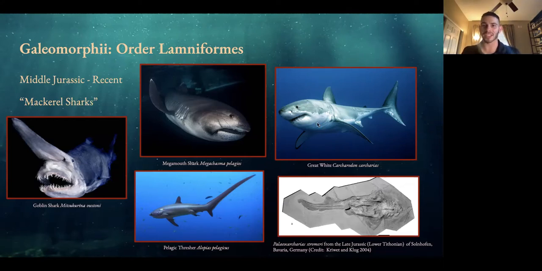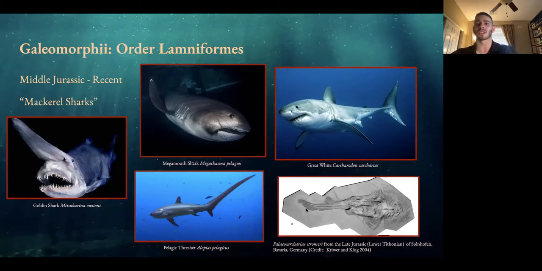This has that classic lamniform type body shape, that more spindle shape. And sharks, lamniforms did not always look like this. We have the earliest known lamniform, Palaeocarcharias stromeri, which is a more benthic style shark, meaning that it would have lived more by the ocean floor. It was a little bit flatter. So morphologically, it looks very different than these sharks.